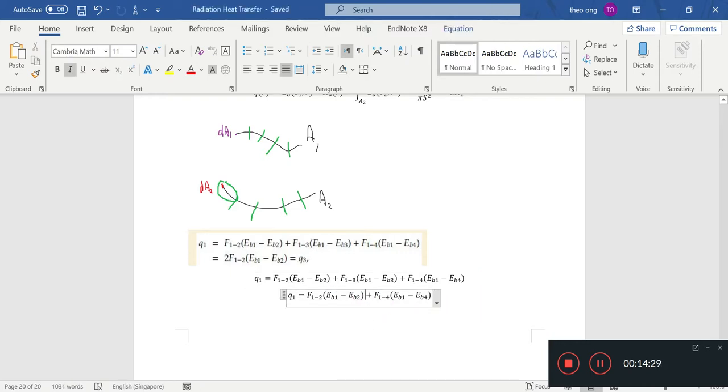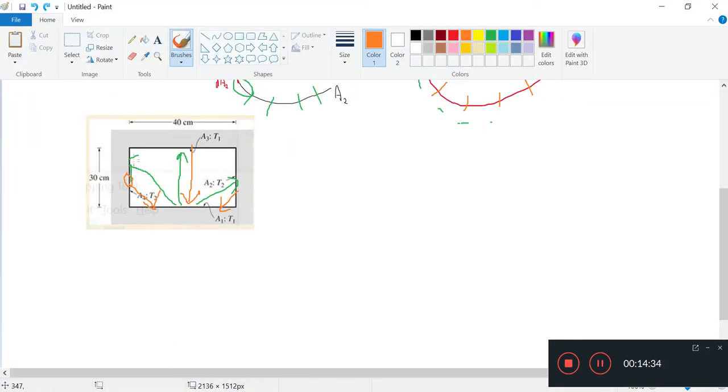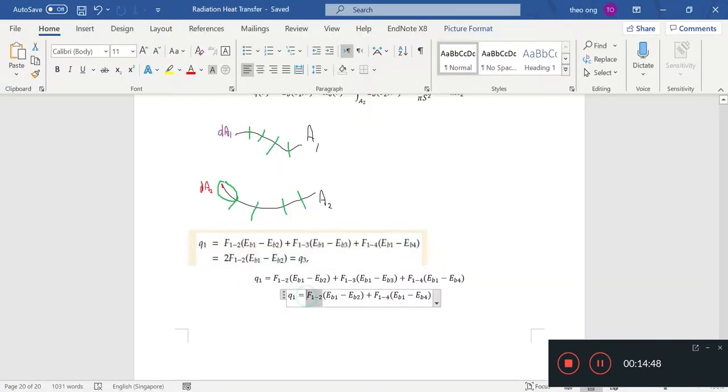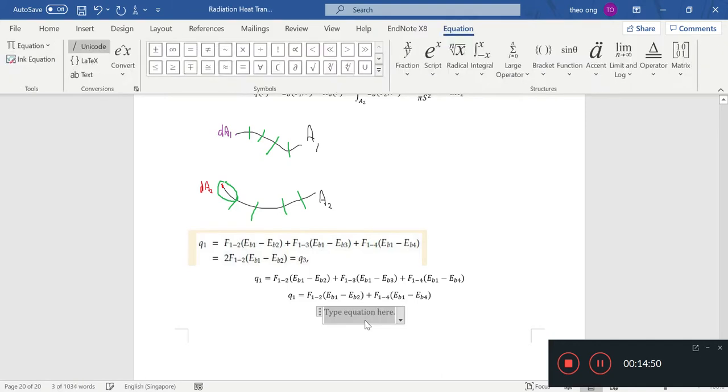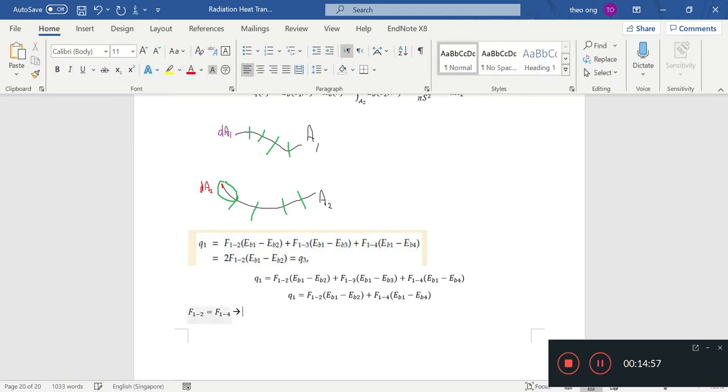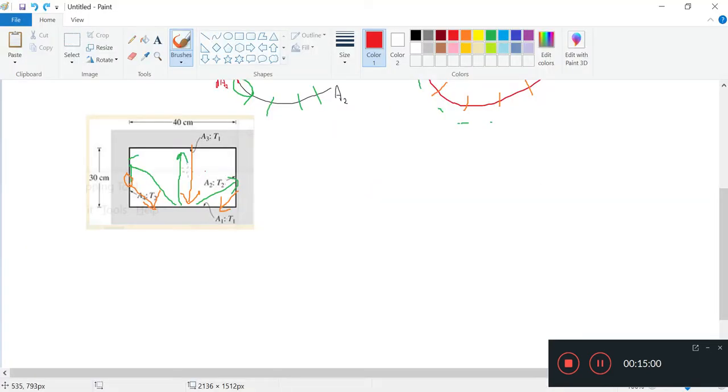And take a look. The symmetry of the problem dictates that the view factor between these two surfaces is the same as the view factor between these two surfaces. So basically, F1 to 2, the view factor from 1 to 2, equals the view factor of 1 to 4. This is due to symmetry, as you can quite easily see on the schematics of this system.